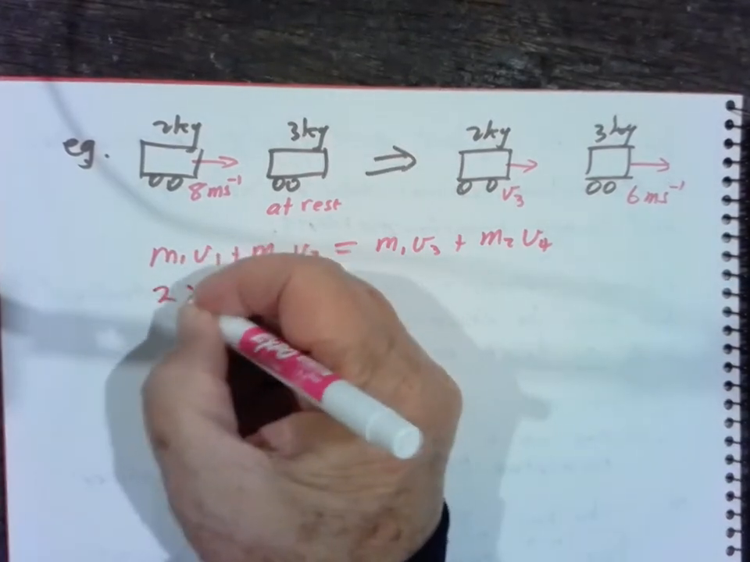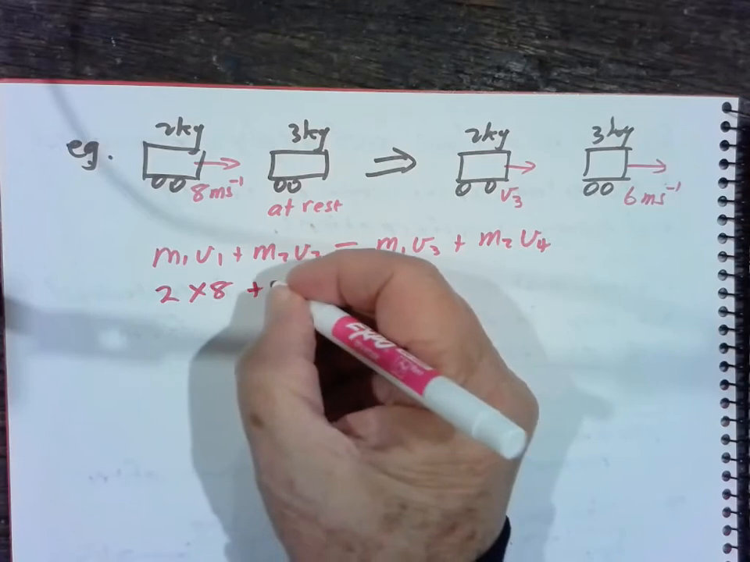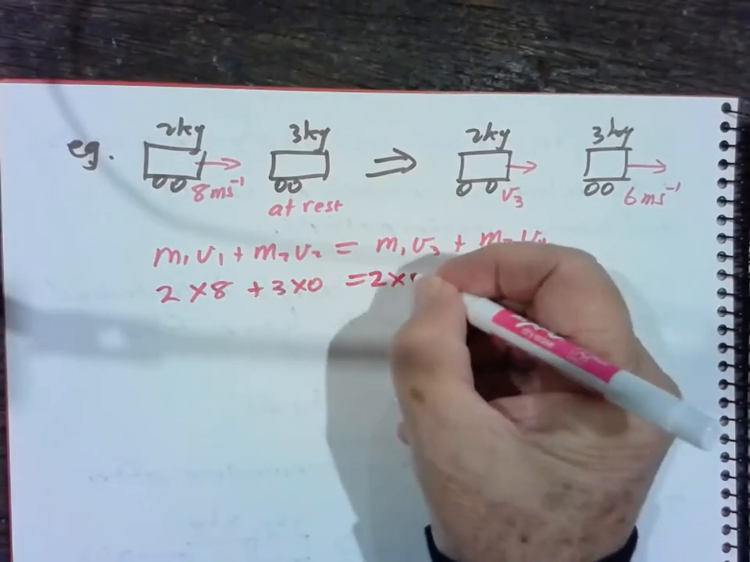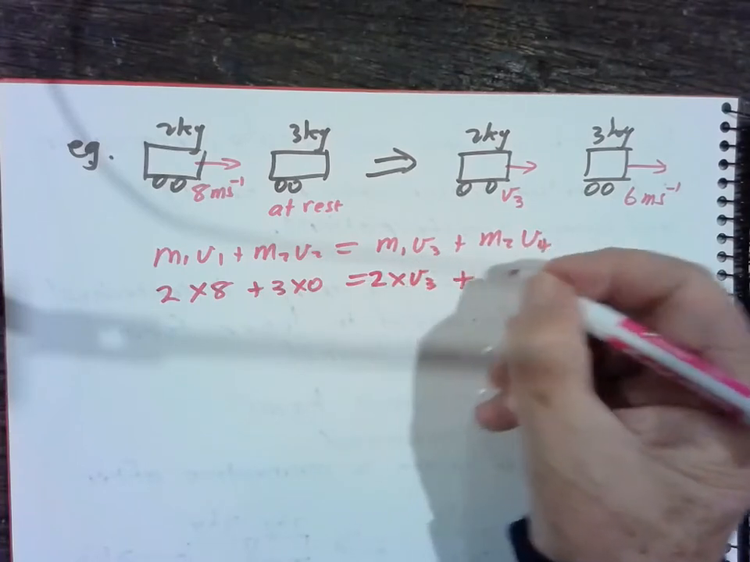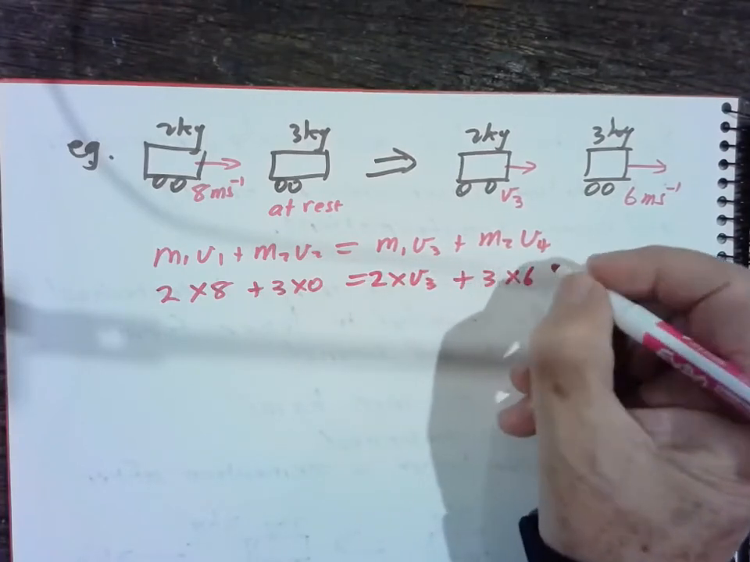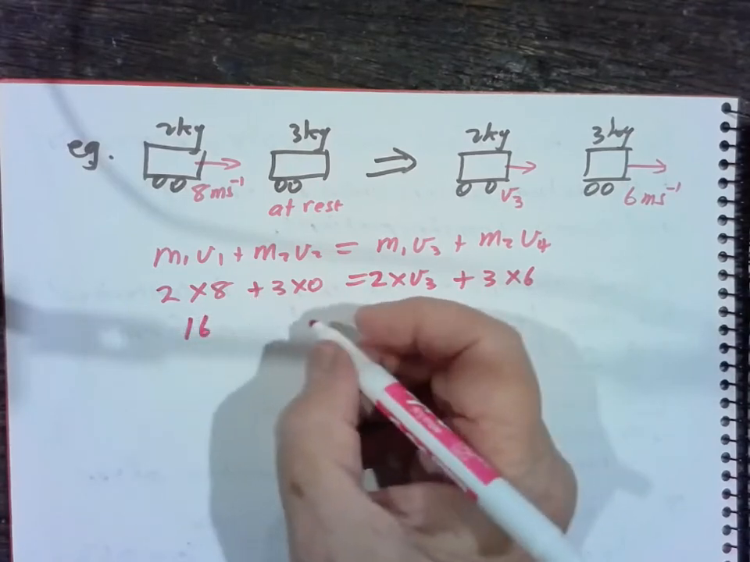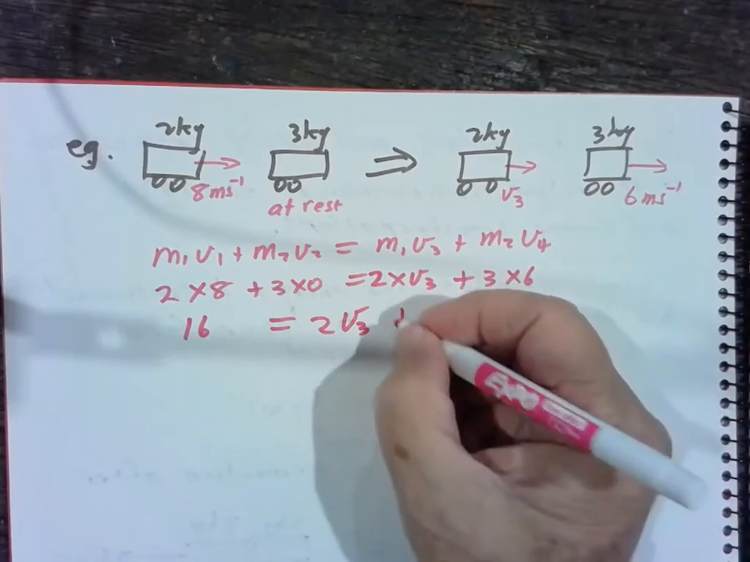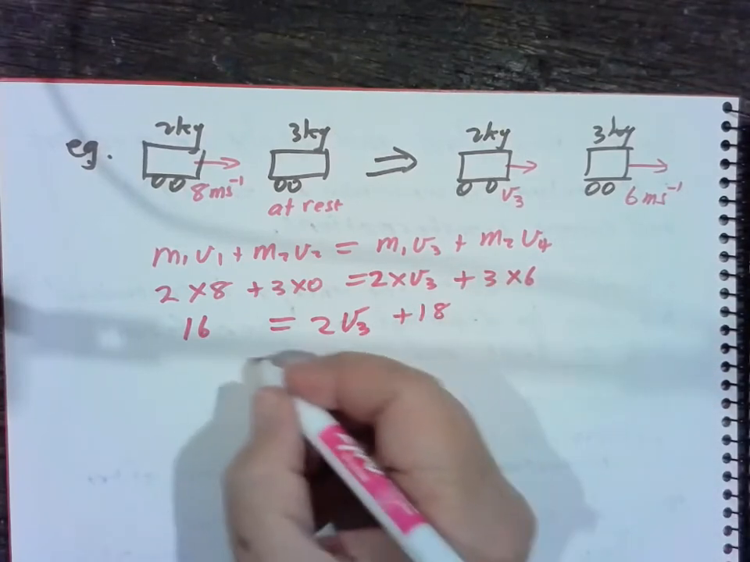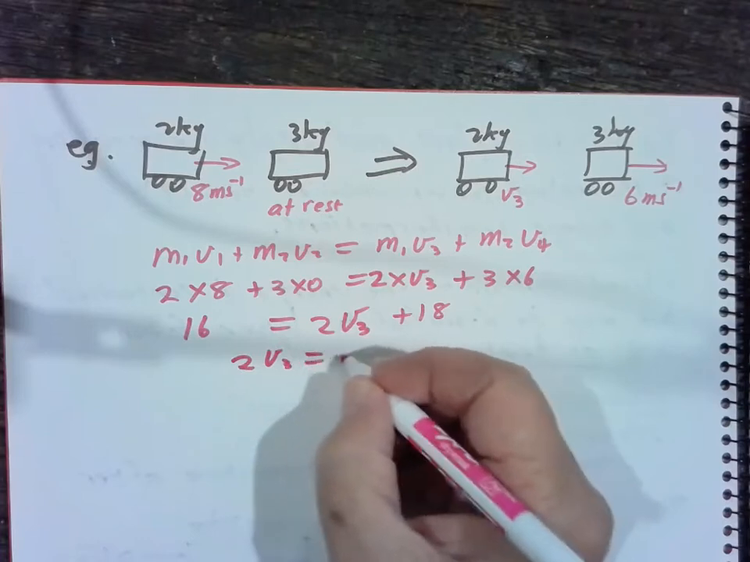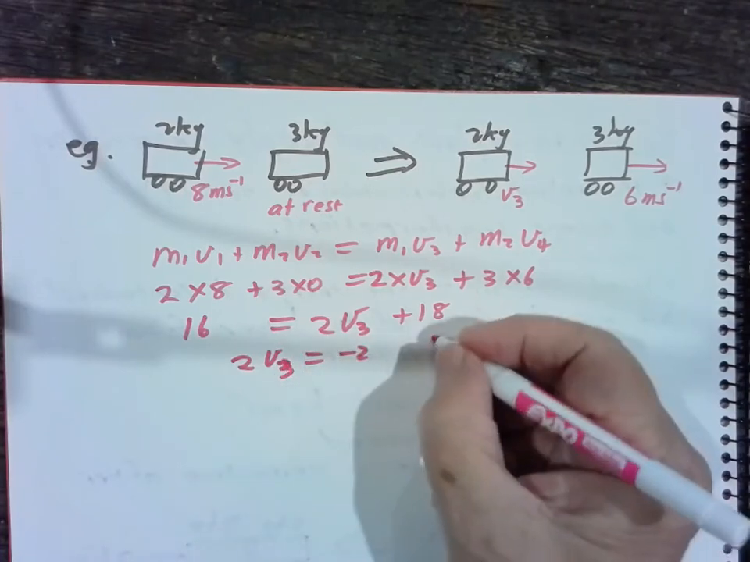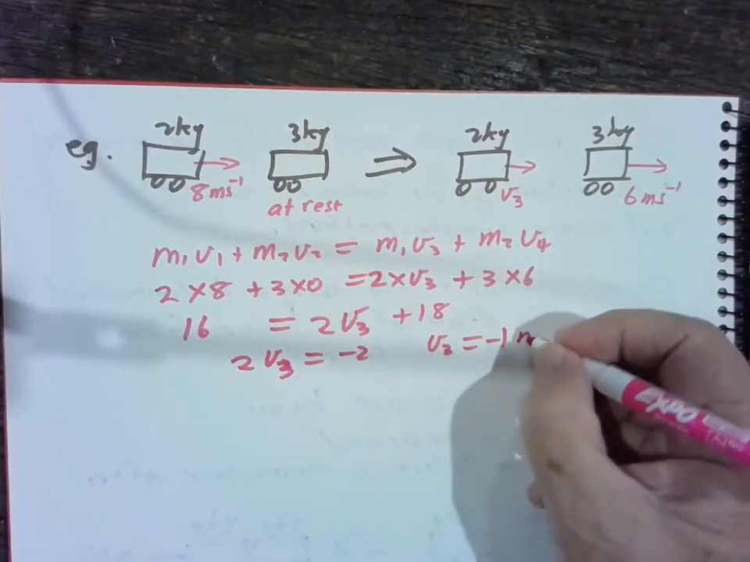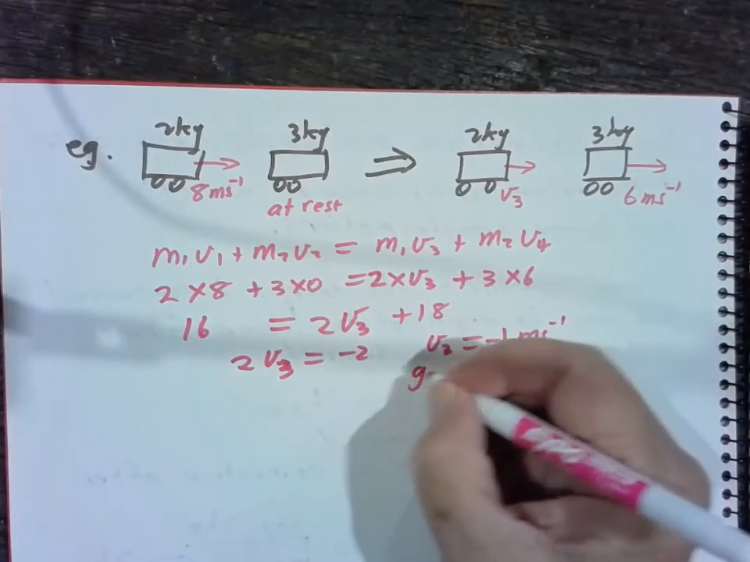So, putting in the numbers, equals 2 by v3 plus 3 by 6. So if you work all that out, 16 equals 2 v3 plus 18, and if you rearrange it, 2 v3 equals minus 2, so that v3 equals minus 1. It means it's going backwards.